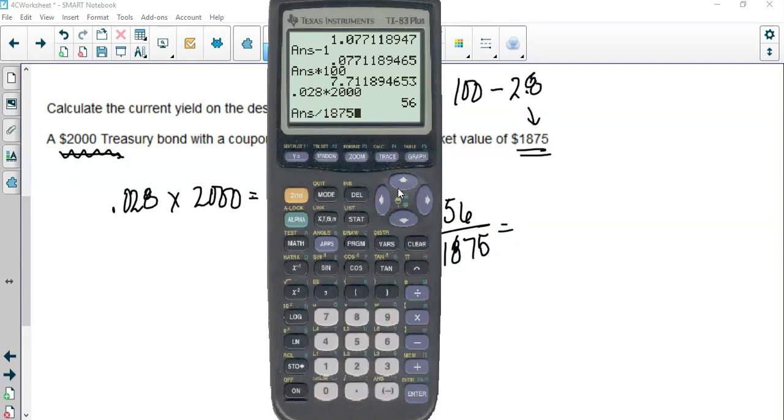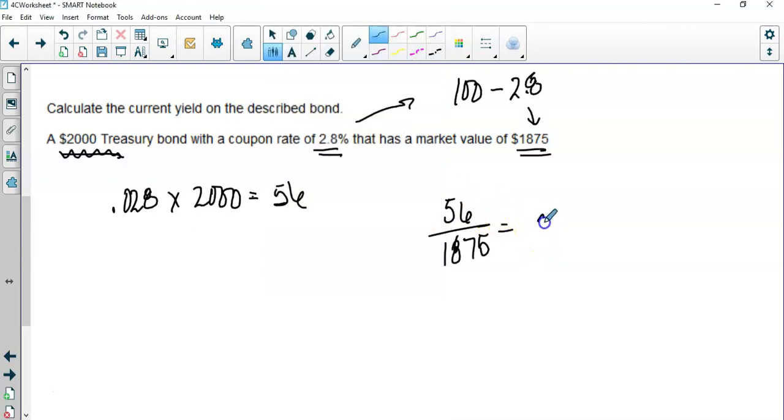Divided by 1875. Let's change this to a percent. So this is going to actually round. If I went 2 decimal places, that would be 2.99. Since this 8 would kick this 9 up to a 10, we're going to call that 3%. So that would be your current yield. That's all you need to do for that.